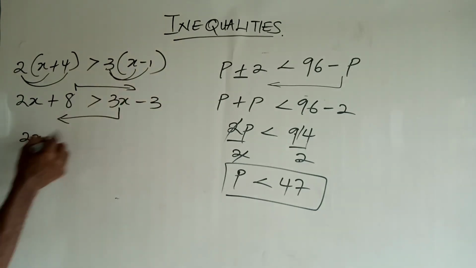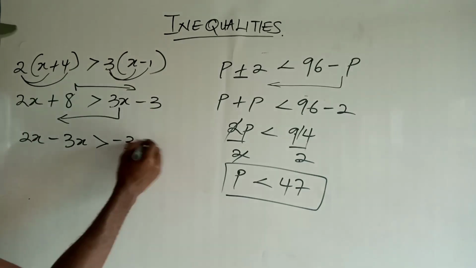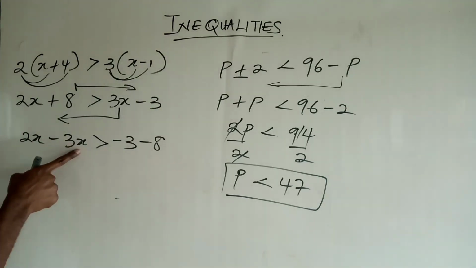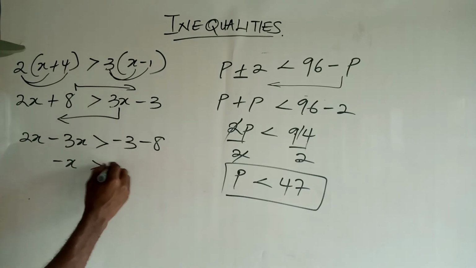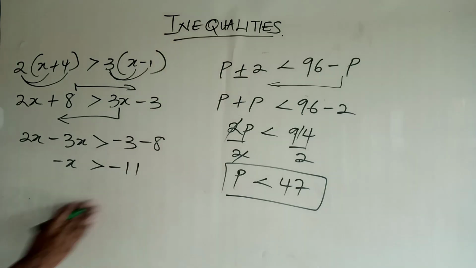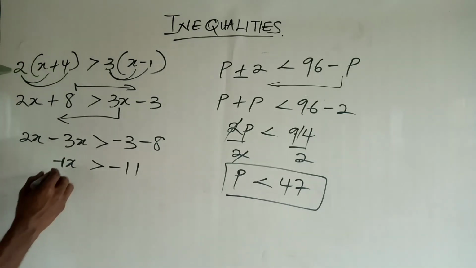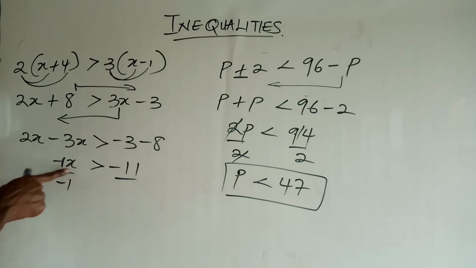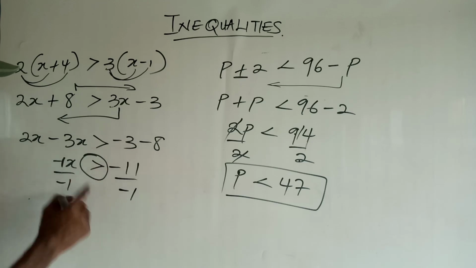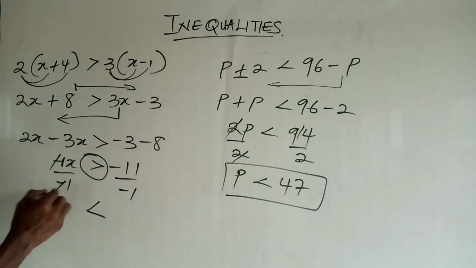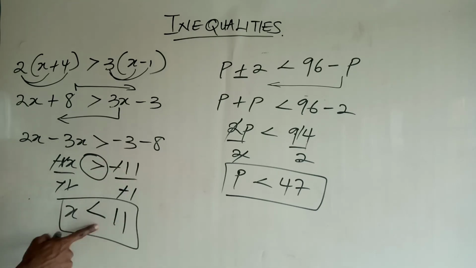So you have 2x. When this guy comes over here, it becomes negative 3x greater than minus 3. When this guy goes over here, it becomes negative 8. So 2x minus 3x is going to give me negative x greater than negative 3, negative 8 is going to give me negative 11, right? Okay, so now you want to divide both sides by a negative number, which is negative 1 right here. So you divide both sides by negative 1, which is the coefficient of x, okay? So the inequality will change from greater than to what? To less than. So this guy will cancel out this guy, so you have x. This guy will cancel out this guy, so you have 11. So x is less than 11.